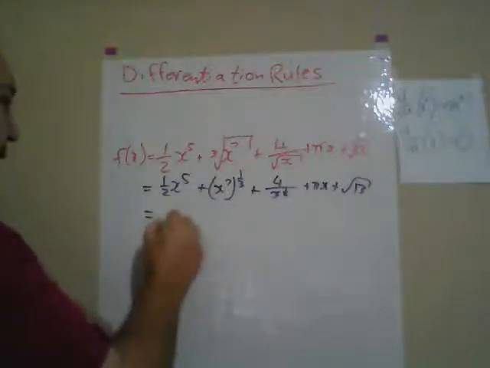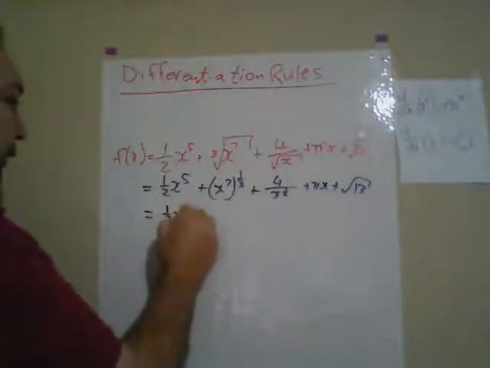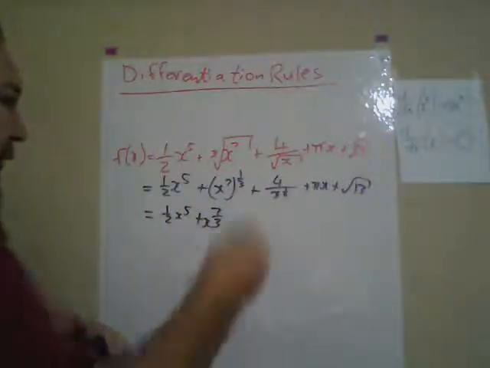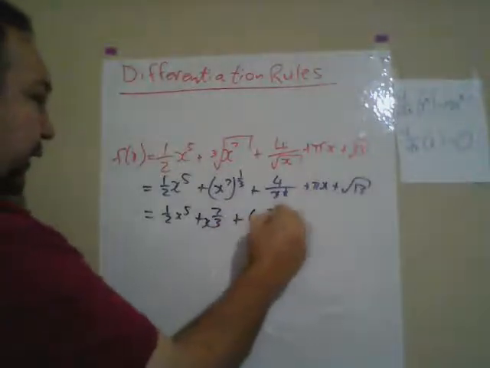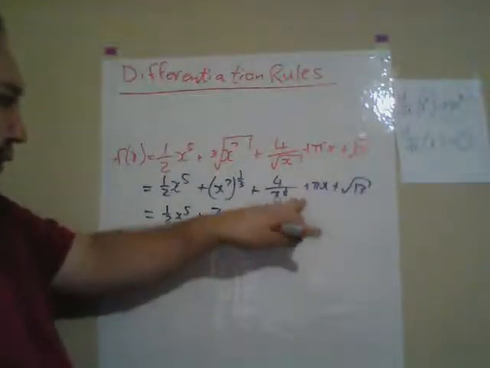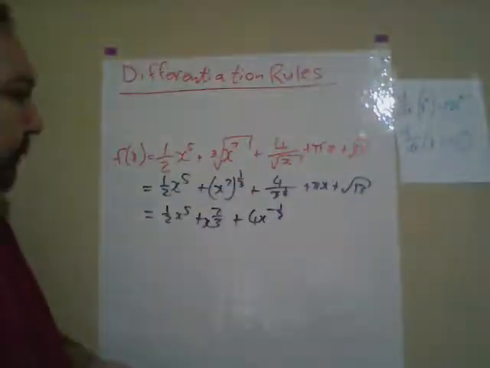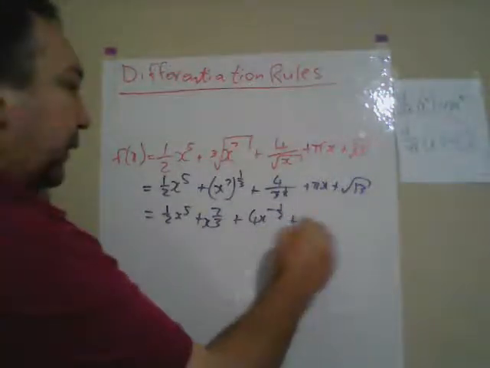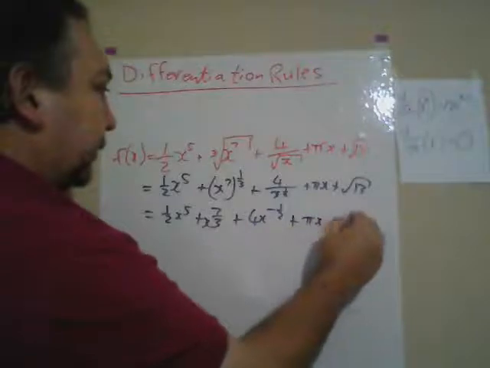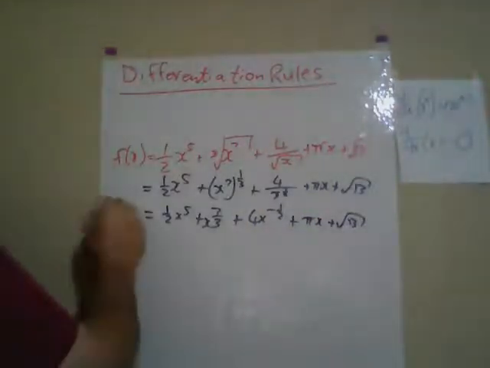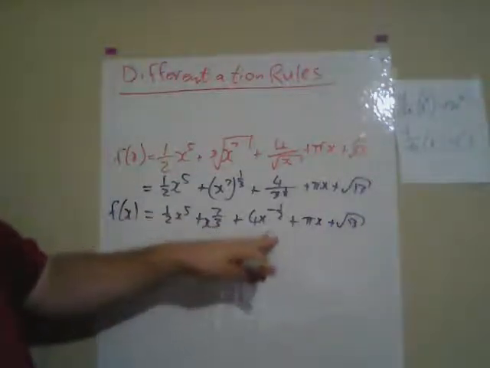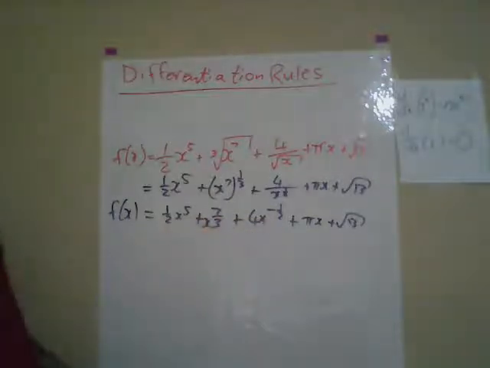So this then becomes a half x to the 5 plus 7 over 3 x to the 7 over 3 plus 4x to the negative a half. Okay, we take the x to the power of half to the top, and therefore the sign of the exponent changes. Plus pi x plus square root of 13. Now we have it in the right form. No terms below the line, x is below the line, so now we can apply the rules.